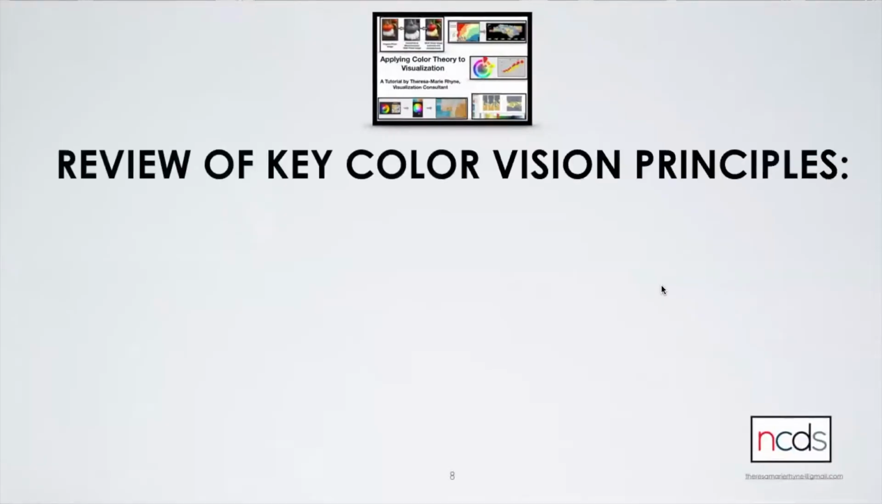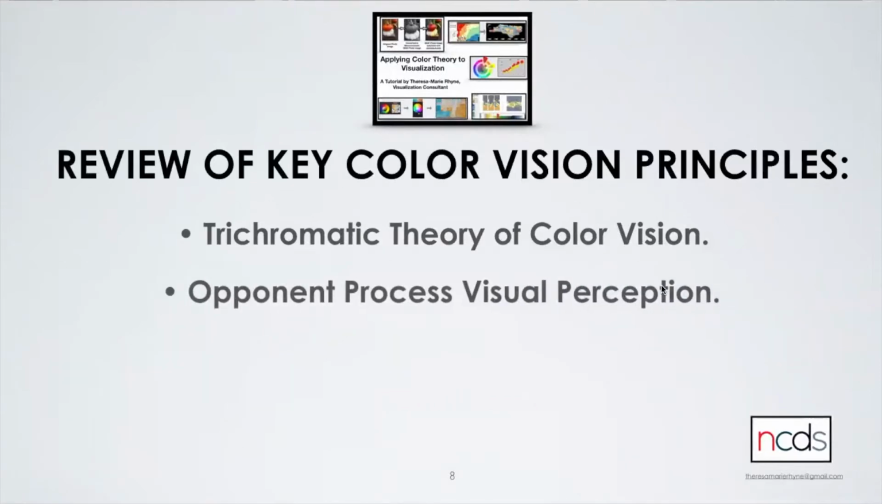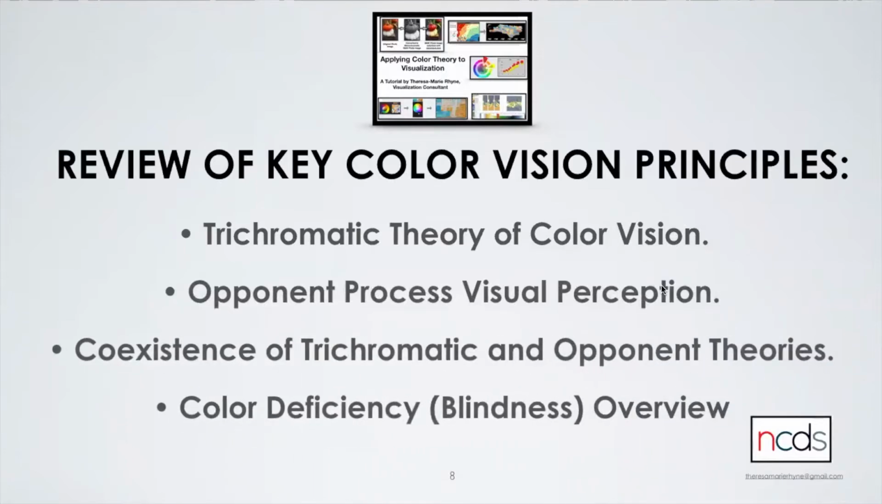So now let's talk about some color vision principles. We have the trichromatic theory of color vision, the opponent process of visual perception, and the coexistence of these two theories together. And then I'll talk a little bit about color deficiency, when one of the cones in our eyes does not work properly.